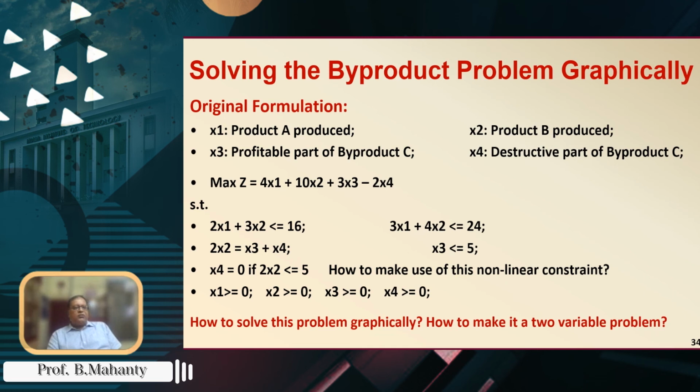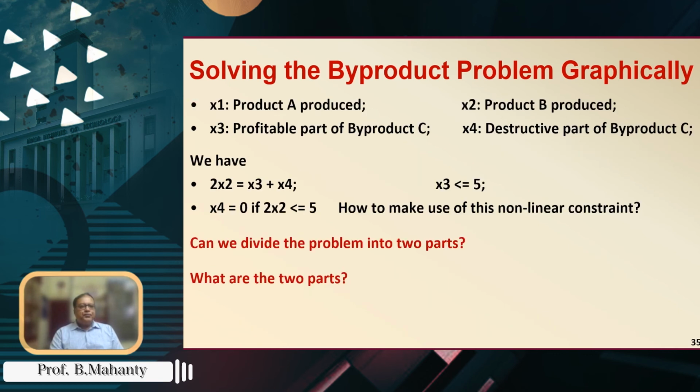This formulation part we had already discussed earlier. We had also discussed how to express this problem, and the first table of the simplex we have also seen. In simplex, the nature of the problem is such that we can actually ignore the x4 equal to 0 condition when 2x2 is less than or equal to 5, and we can solve it by simplex. But anyhow, let us try to solve it graphically and see how to make it a two variable problem.